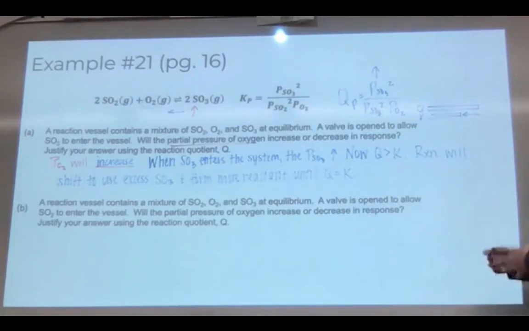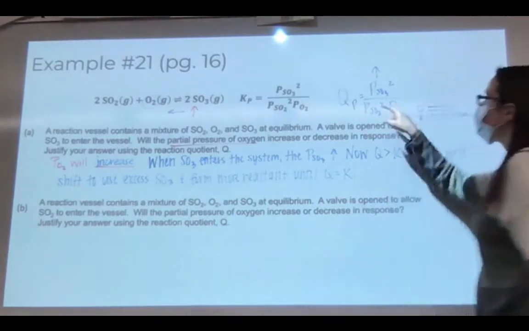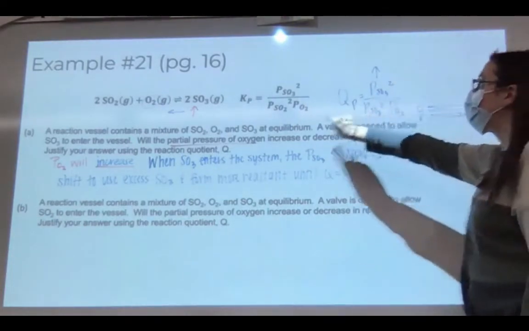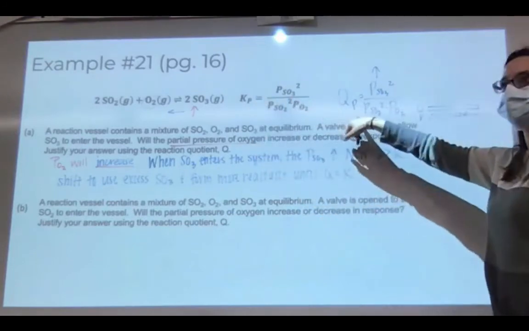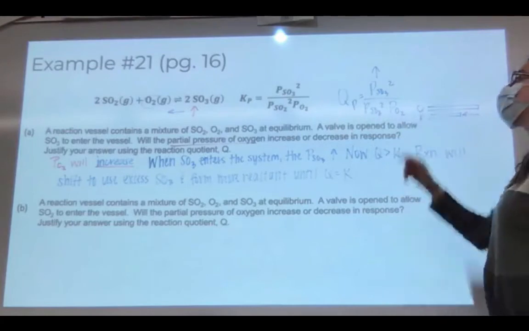So we can't just say, based on LeChatelier's principle, if we increase SO3, we're going to end up needing more reactants. It specifically wants Q. So we have to think about how at equilibrium, these are equal. That's the definition of equilibrium, when Q is equal to K.